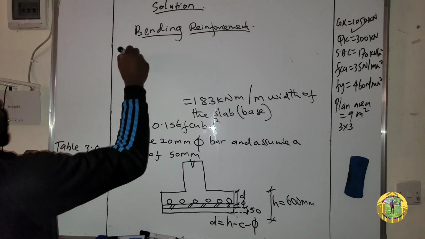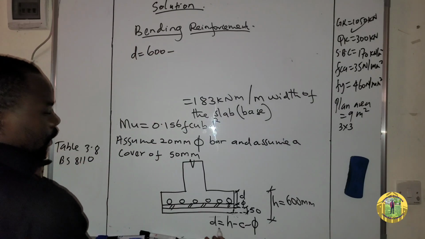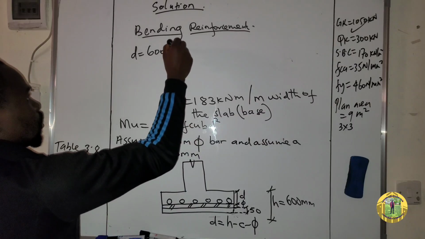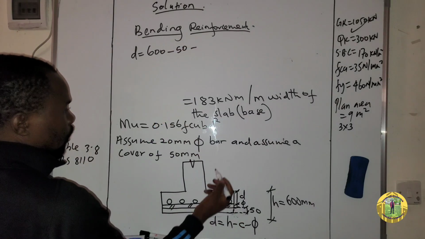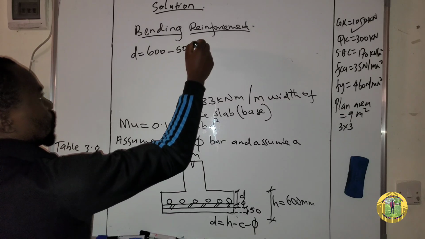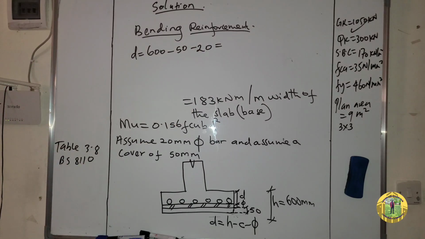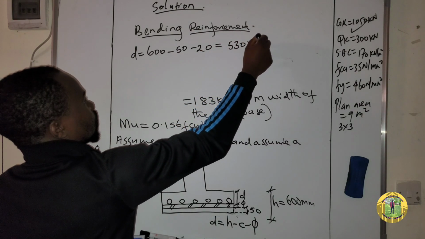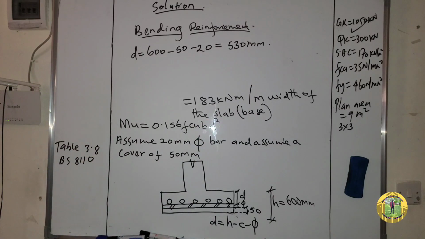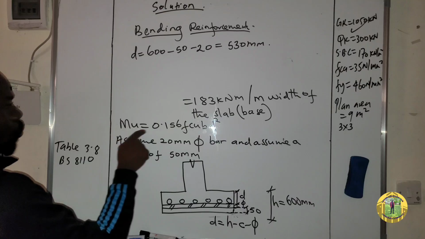So D is equal to 600 minus cover, which is 50, minus diameter, which is 20. So this one is equal to 530 millimeter. So that is our D. So you can easily now obtain our MU.